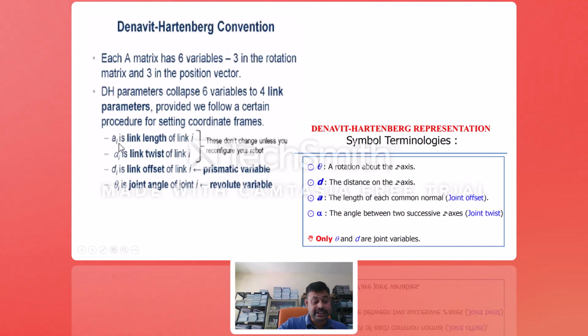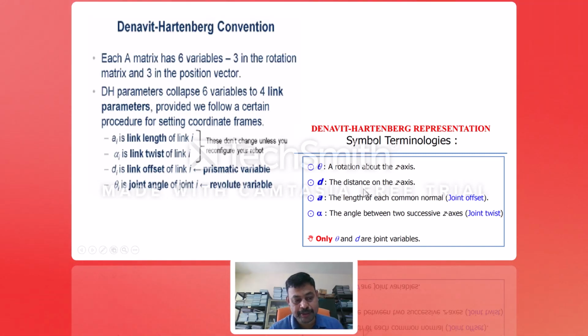What are the things they are considering? a, alpha, d, theta. a is the link length. Alpha is the twist of the link. So these two will be constant. These don't change unless you reconfigure the robot. A link is there, the link will not change. If you want to increase the link length, then only we put in a new one. Otherwise we will follow the same thing. Then d is the link offset, that is a prismatic variable, linear movement. And theta is the rotary variable, the joint angle. Link offset and joint angle, these two.